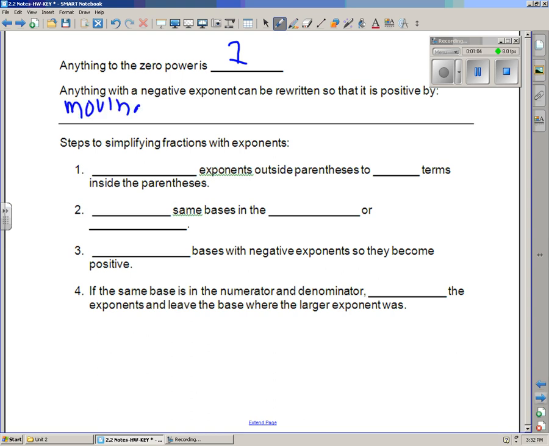By moving the base from numerator back and forth to denominator.